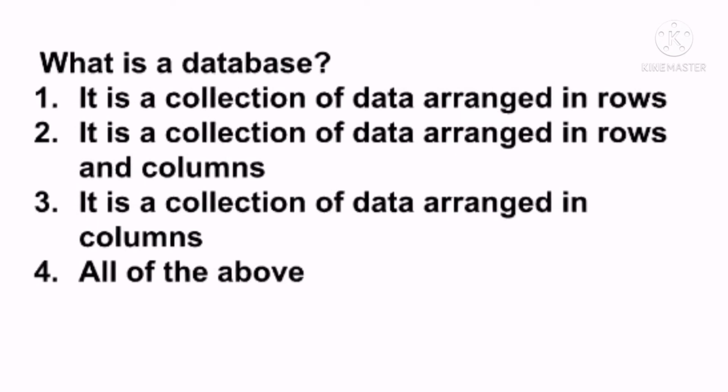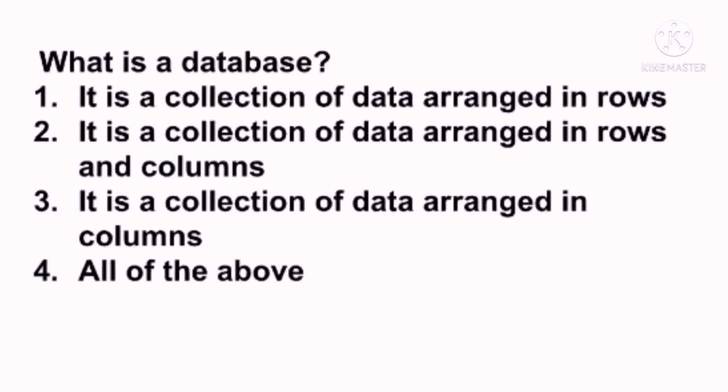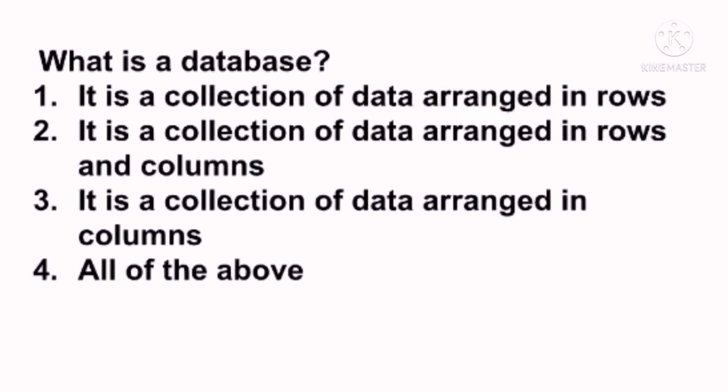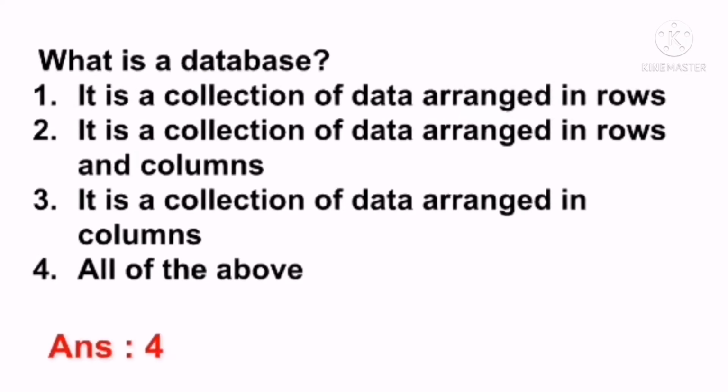Okay. Next, what is a database? Your options are, first one, it is a collection of data arranged in rows. Second one, it is a collection of data arranged in rows and columns. Third one, it is a collection of data arranged in columns. Fourth one, all of the above. So what is a database? Everyone knows that, right? Correct answer is all of the above.